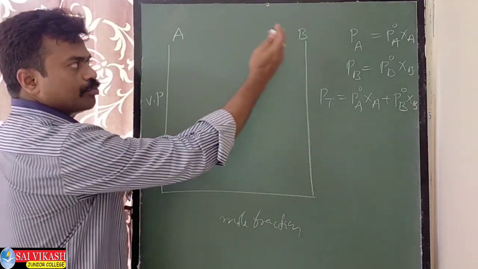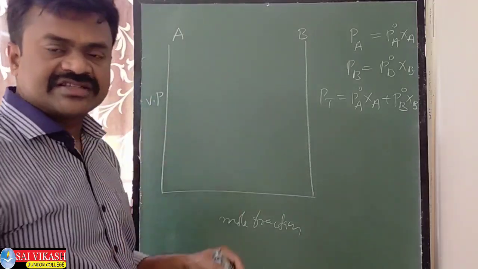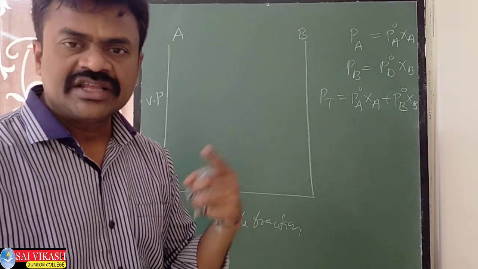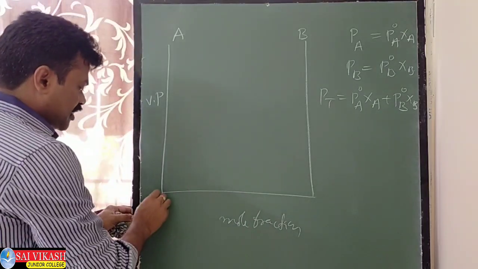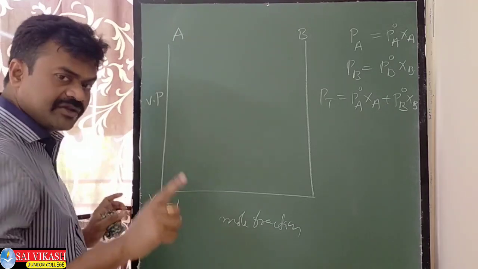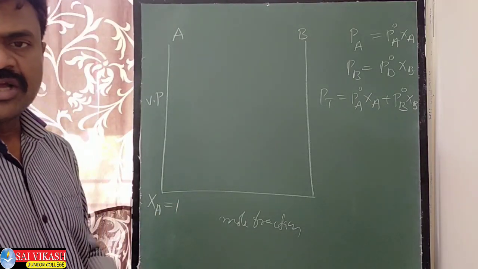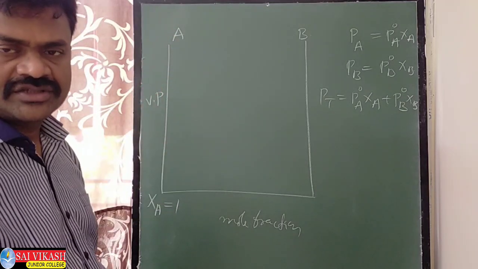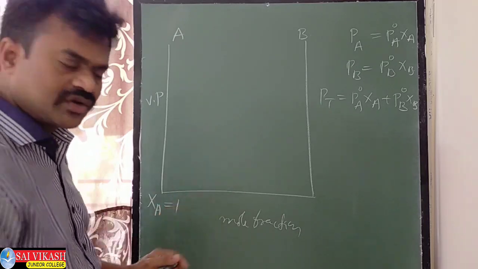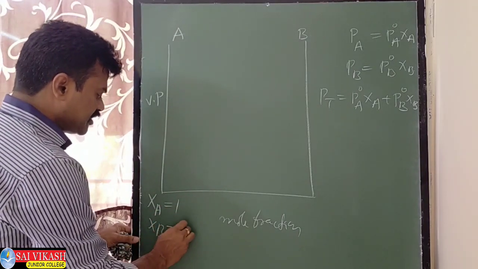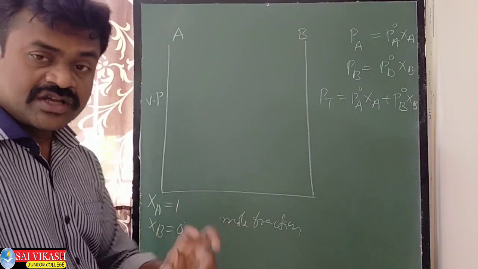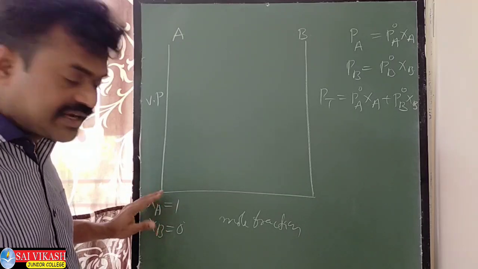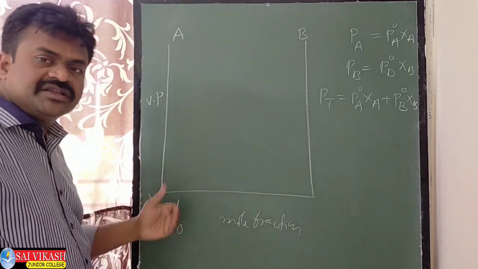See, before mixing B to the A in the vessel, only A component is there. Let us consider like that. Only A component is there means the mole fraction of A will be 1 because B is not added. Whatever the liquid component is there, that is completely A only. So the mole fraction of A is 1 and the mole fraction of B will be 0, because we know the sum of the mole fractions is always equal to 1. Initially I have taken that the mole fraction of A is 1, B is 0.